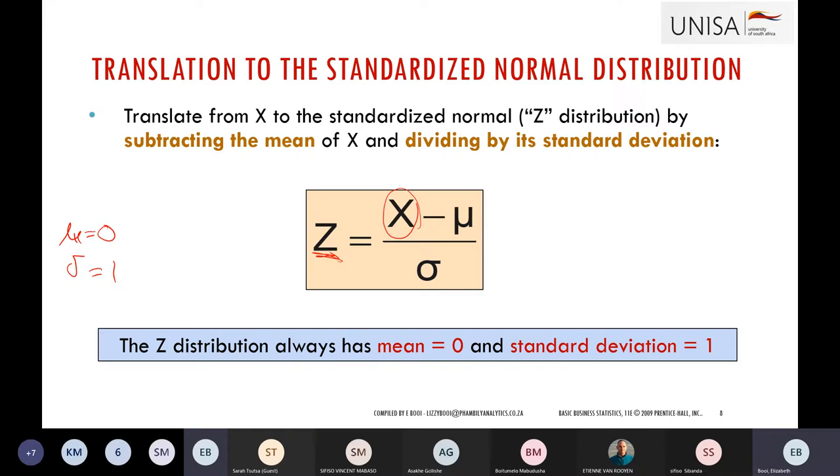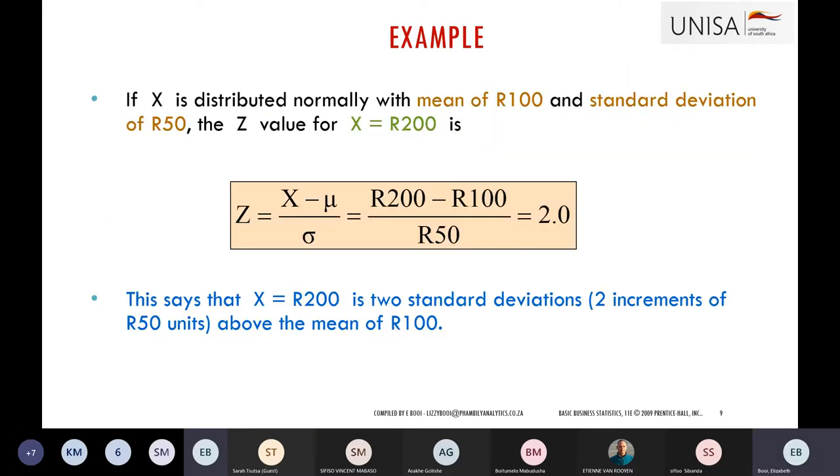Okay, so how do we then calculate the Z score? If x is distributed normally with the mean of 100 and the standard deviation of 50, we need to calculate the z distribution for x equals 200. We know the formula is z equals x minus the population mean divided by the standard deviation. We are told that x is distributed normally with the mean of 100, so this is our population mean, and our standard deviation of 50 rand is our sigma.